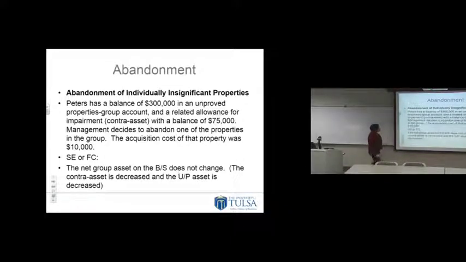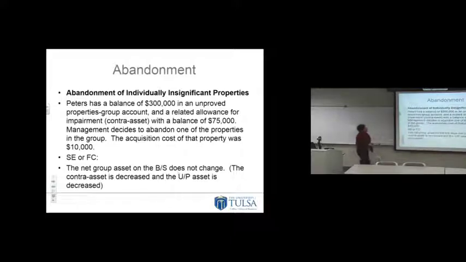So whether you're successful efforts or full cost, what's going to happen is really the net group asset on the balance sheet is not going to change. I'm going to take off the unproved property. In other words, I'm going to decrease my unproved property group by $10,000. So that's going to bring this balance from $300 to $290 in the unproved property account. I'm going to take that 10 out of there, but I am also going to take 10 out of the contra asset account. So the contra asset account is going to go from 75 to 65.